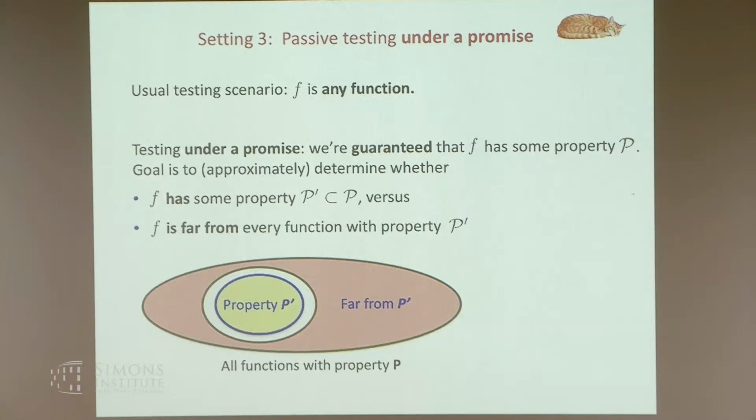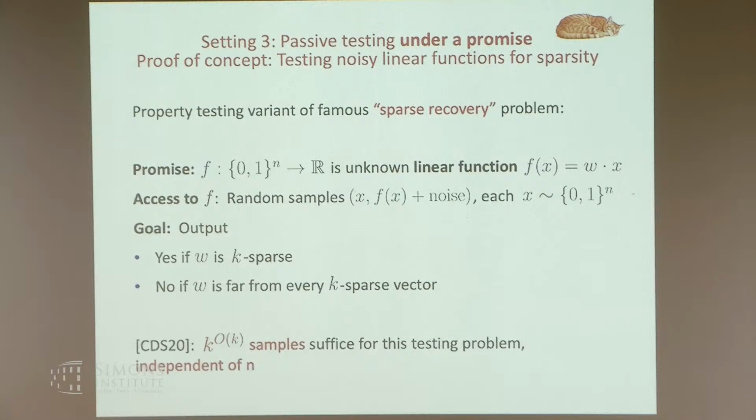So it's just a promise problem, right? The universe of all possibilities for the function is all functions with the property p, and given that it has property p, we want to know if it has this specialized property p prime or is far from having the specialized property. Okay? So in some sense, we're making life easier by giving you the promise that you have this property. By giving you the promise, we're making life harder because we only give you access to the passive samples. So maybe it's best, given where we are on the clock, not to read this slide.